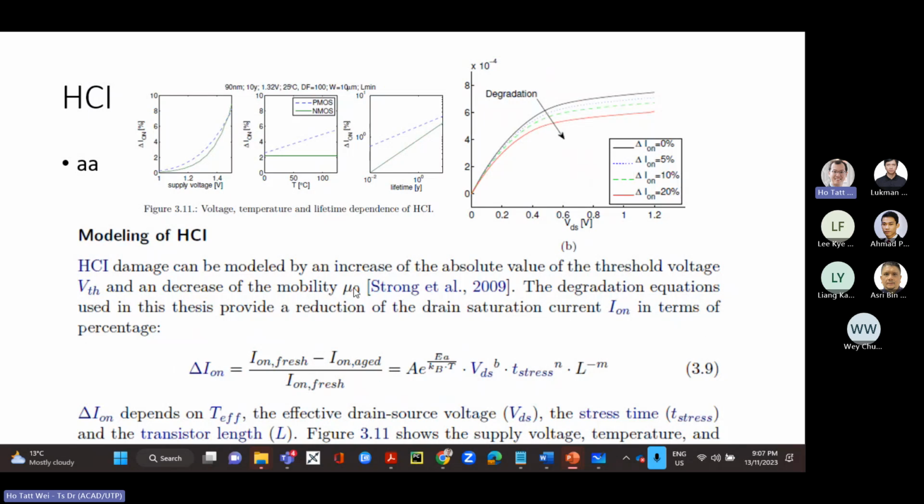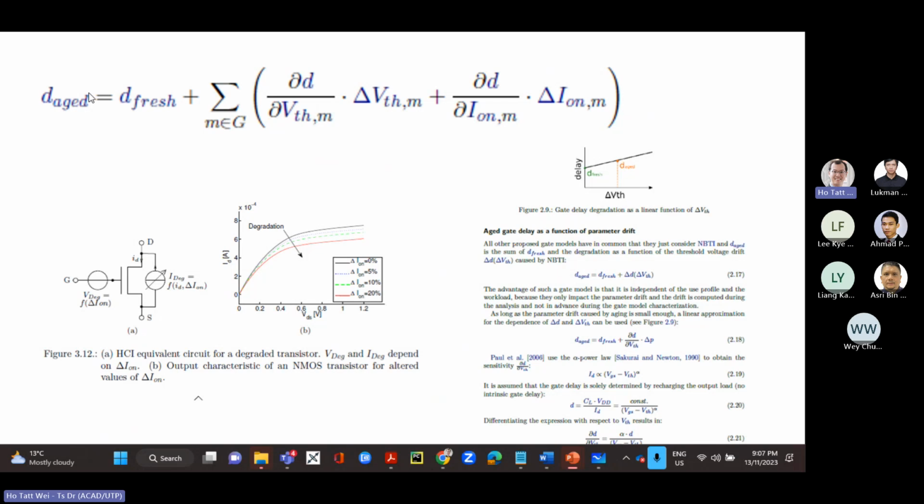If I give you the assumption that you don't need to model it as a change in mobility, you can just model it as a change in VTH. Then you can plug the value in. You can actually give me the actual numerical value of the aged delay. Okay, that is why I'm showing you these equations, so that you can use them in your calculation.